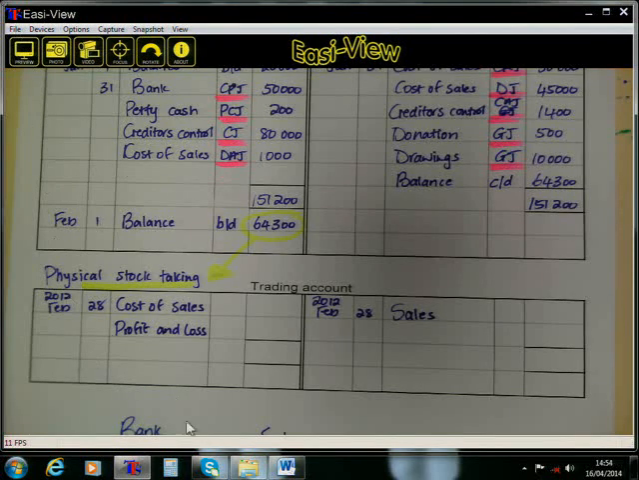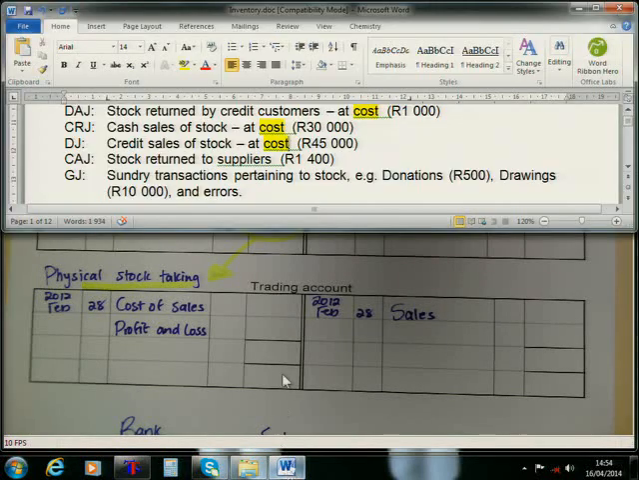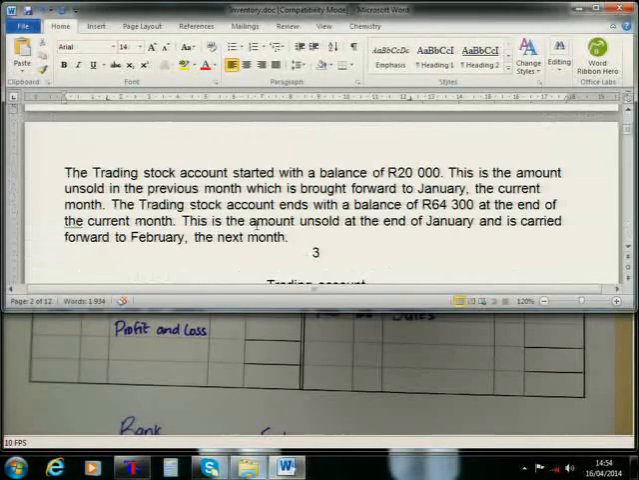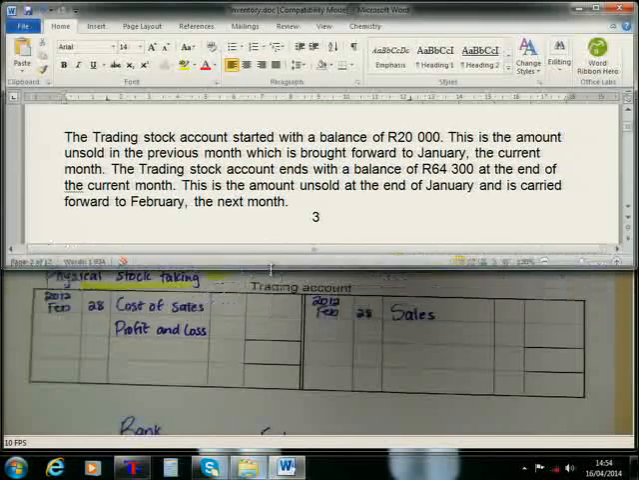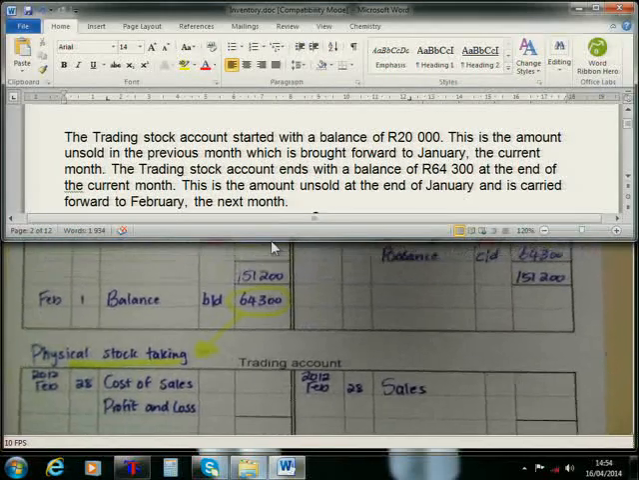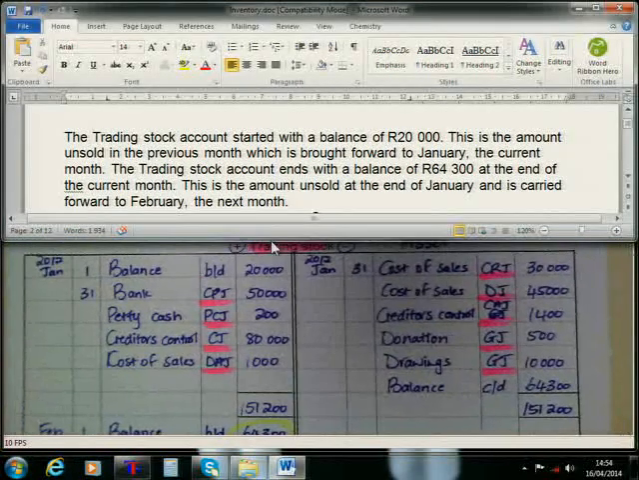Just want to quickly read there. The trading stock account started with a balance of 20,000. This is the amount unsold in the previous month, which is brought forward to January, the current month. Okay, you've got the 20,000 there. The trading stock account ends with a balance of 64,300 at the end of January. This is the amount of trading stock unsold at the end of January and is carried forward to February, the next month.